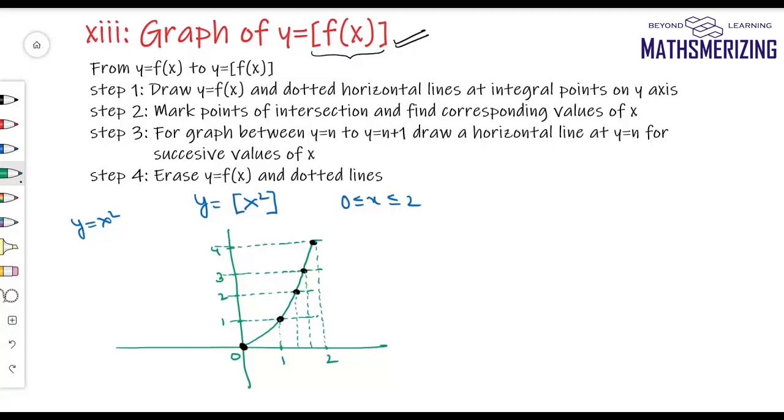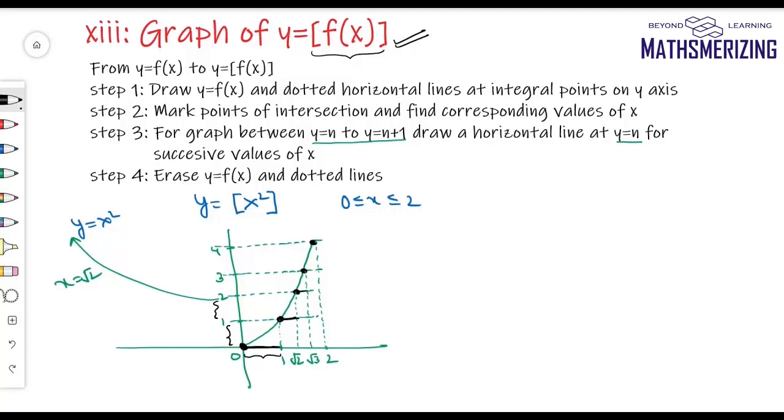So if I put y as 2, I'll get x as root 2. So this value is under root 2. And the same way if I put y as 3, I'll get this as root 3. Now what's the next step? Now for the graph between y equals n and y equals n plus 1, draw a horizontal line at y equals n for successive values of x. So between 0 and 1, draw a horizontal line at 0. Between 1 and root 2, when y is between 1 and 2, so that is when x is between 1 and root 2, draw a horizontal line at 1.